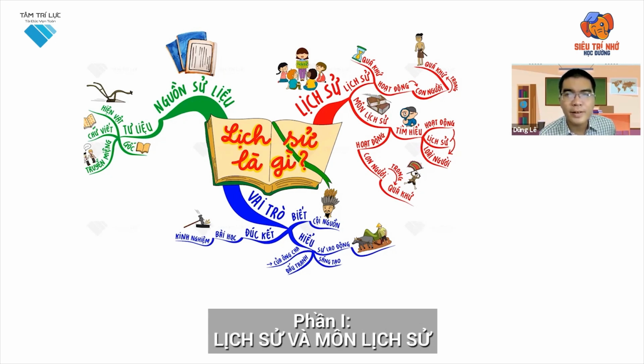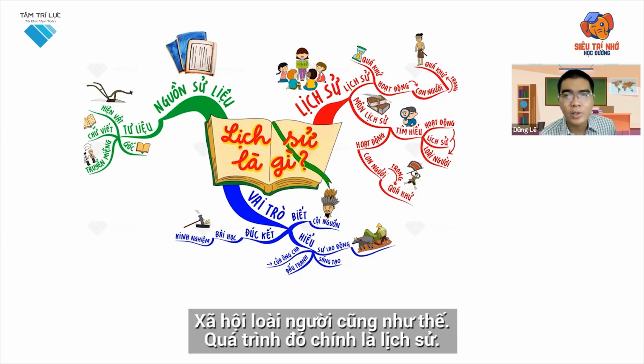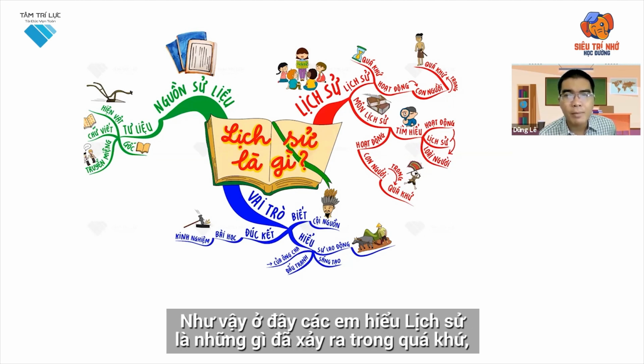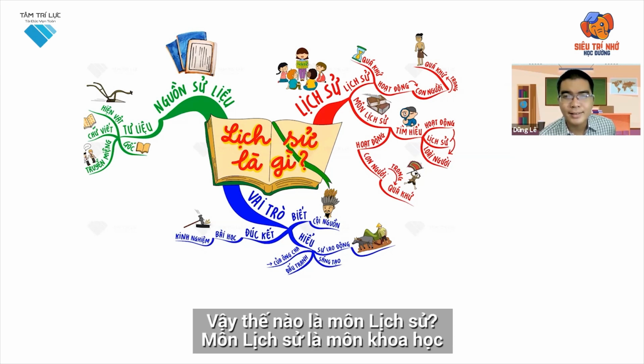First part, history and the history subject. Everything around us appears, exists and changes over time. So does human society. That process is called history. So you can understand history is what happened in the past, including all human activities from the time human appeared until the present. So what is history subject?